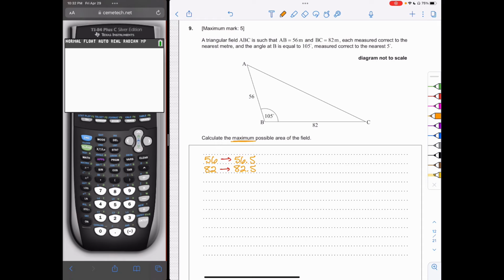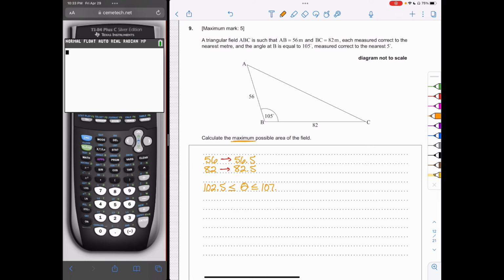It says that angles are being measured correct to the nearest 5 degrees. So if I'm measuring my angle to the nearest 5 degrees, then I can go up or down half of 5 degrees. Half of 5 degrees is 2.5 degrees, so I can either go down 2.5 or go up 2.5. So from here, I already recognize that my theta has to be from 102.5 to 107.5.